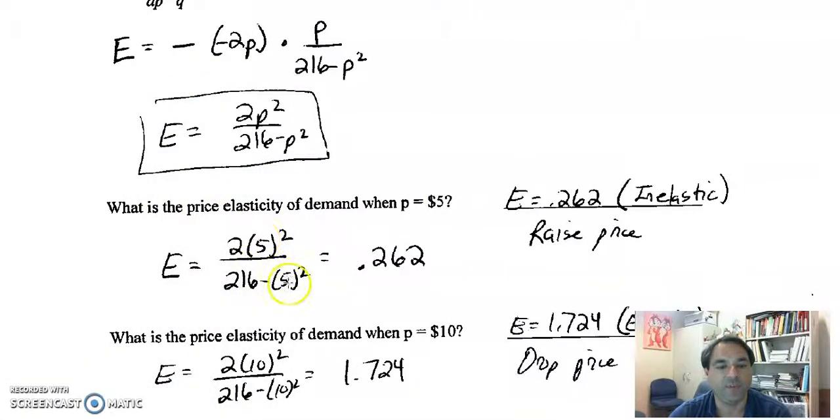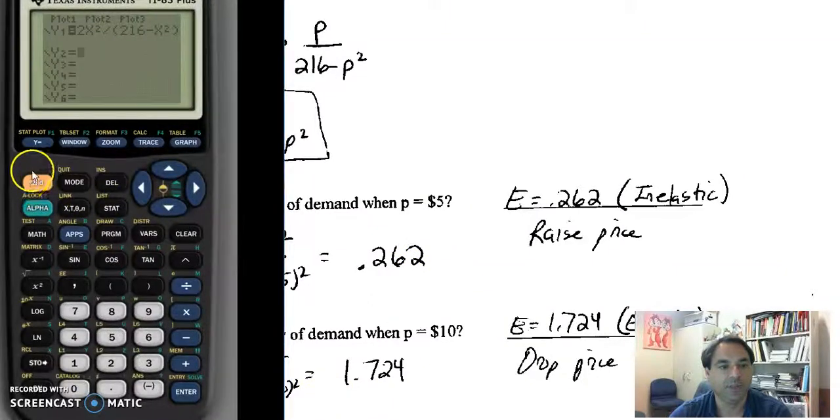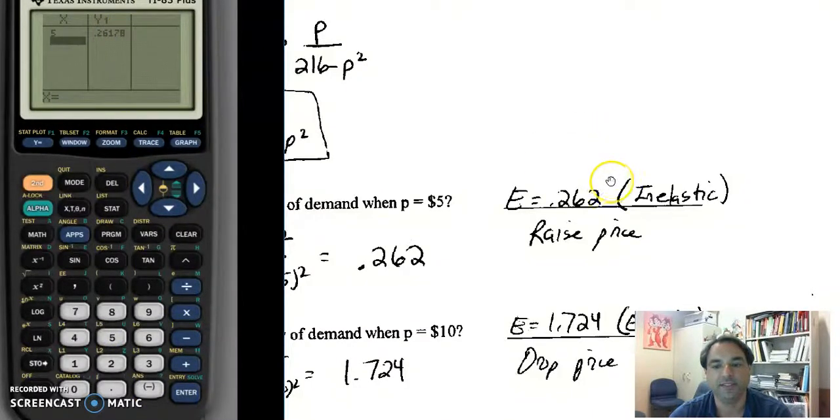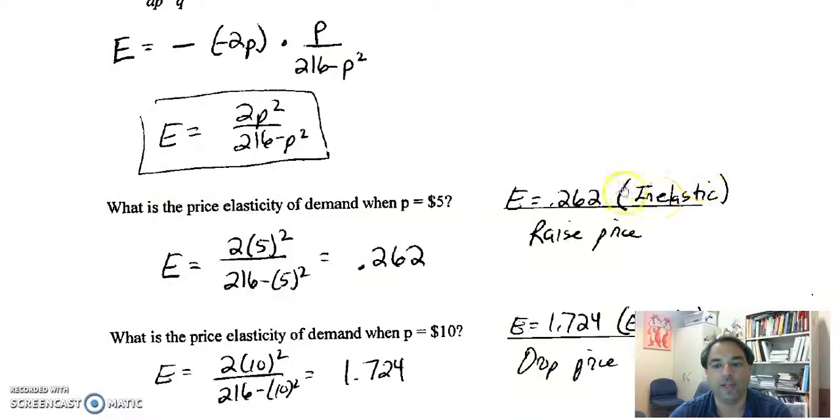If we plug in 5 in for p, we get 0.262. Let's check that in the calculator. So we've already set up our table, second graph for table. We plug in 5, and we get an elasticity of 0.26178. And going back to our chart, that would make it inelastic, so we should raise the price.